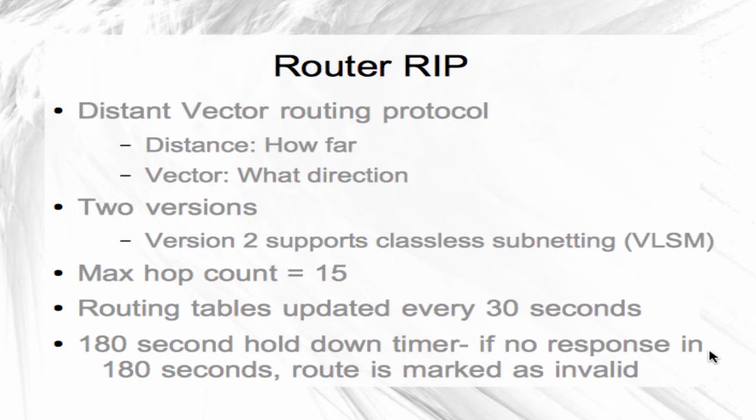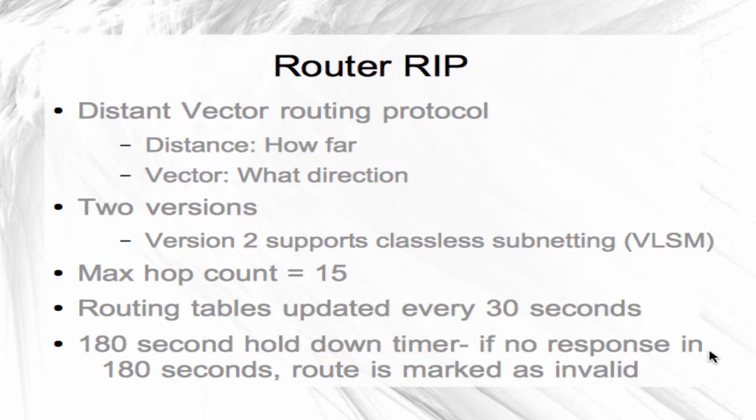Now going up from there, we go into distance vector routing. Specifically we're going to talk about router RIP. If you break down distance vector, it's how far and in which direction it needs to go. RIP itself has two versions. The main difference is that version 2 supports classless subnetting, which is basically variable length subnet masking. It does have a maximum hop count of 15 hops.